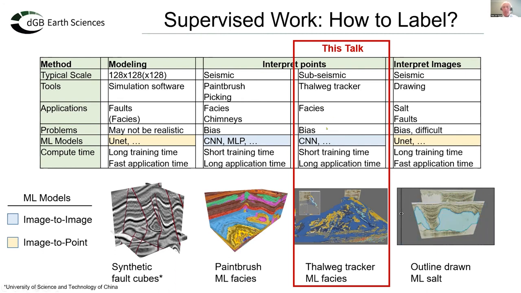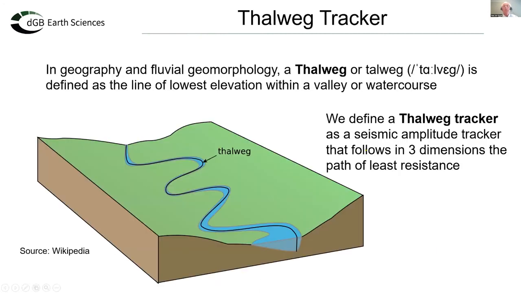Now, let me show you what we can do then. What is a tile wake tracker? A tile wake tracker is a form of a connectivity tracker. A tile wake in itself is defined as the lowest elevation within a valley of a watercourse, and in the seismic, we define it as an amplitude tracker that follows in three dimensions the path of least resistance.